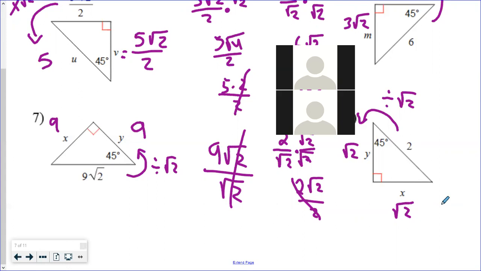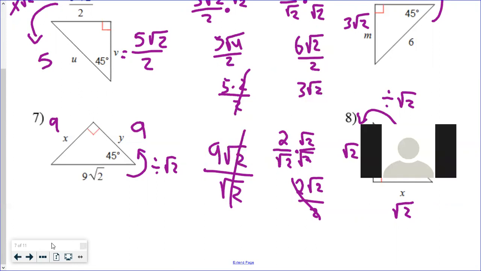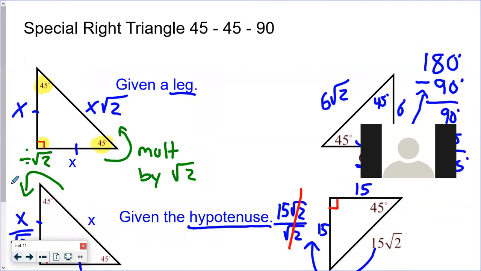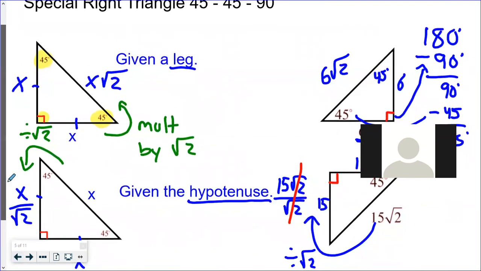We are going to learn about our next type of special right triangle, which is 30, 60, 90. Before we do, let's just re-emphasize what we learned here, okay? 30, 60, 90 is a little more complicated, but for 45, 45, 90, what we learned is there's 2 scenarios. You're either going to be given a leg and you need to find the hypotenuse, and you find it by timesing by the square root of 2.